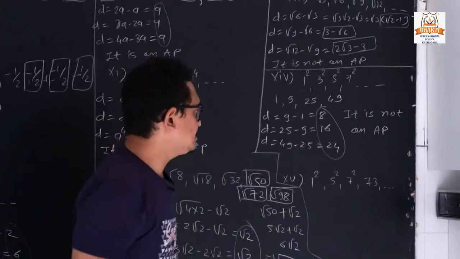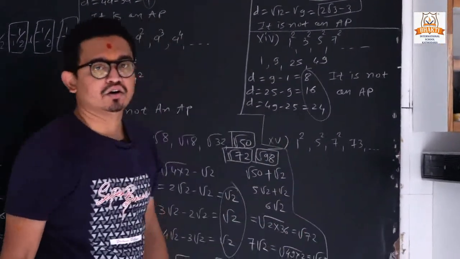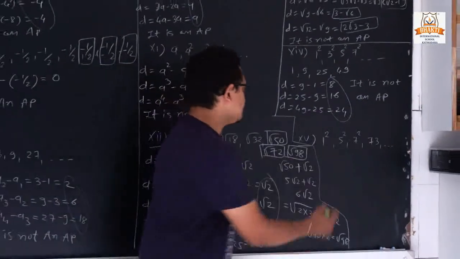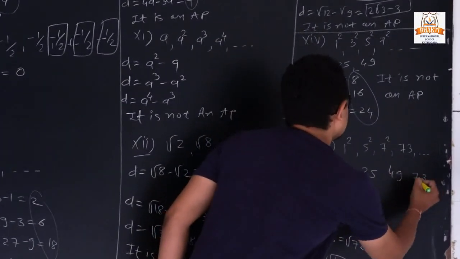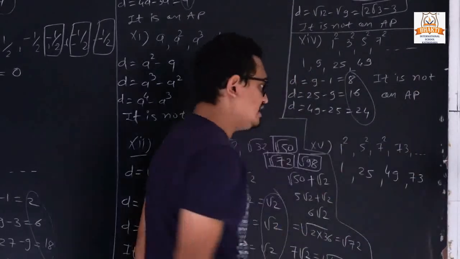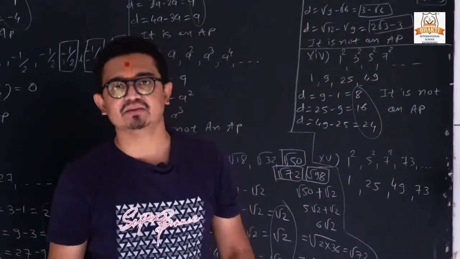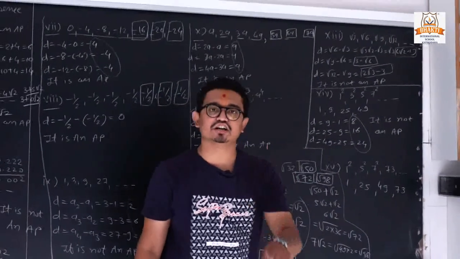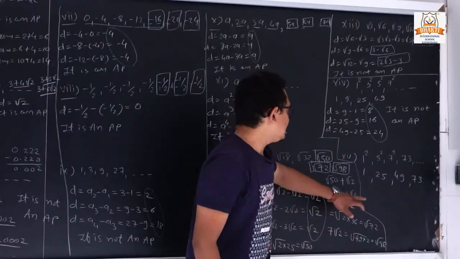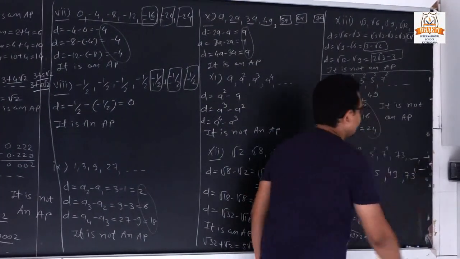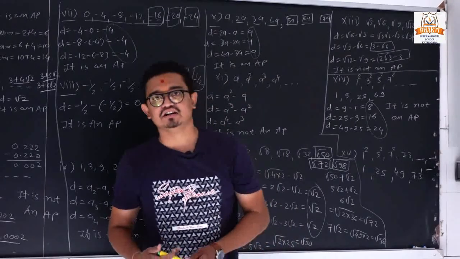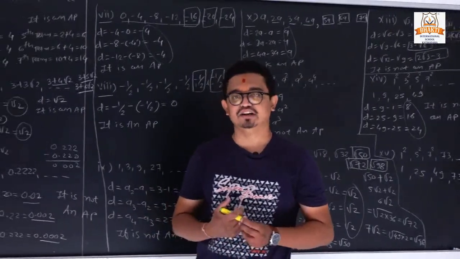Now the last one is similar, so you can do it as homework, because 1 square is 1, 5 square 25, 49 and 73. First of all find the difference. If the difference is the same, it means it is an arithmetic progression, and then you can add the difference, so you can find the 5th, 6th and 7th terms. Clear? So that is our exercise number 5.1.